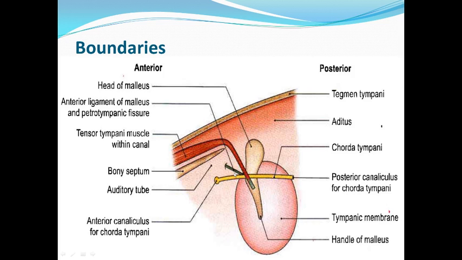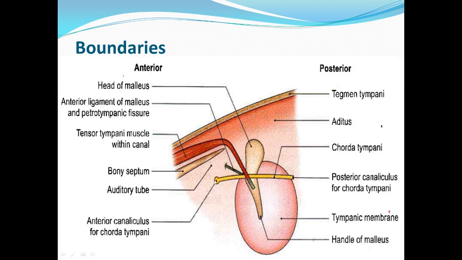Now, the second one is the anterior canaliculus for the chorda tympani. It carries the chorda tympani nerve, and it is either in the fissure or just in front of it. You can see that this nerve is in the fissure in this figure. So sometimes it is within the fissure and sometimes in front of it. This is another aperture found within the lateral wall, or the membranous wall, of the tympanic cavity.